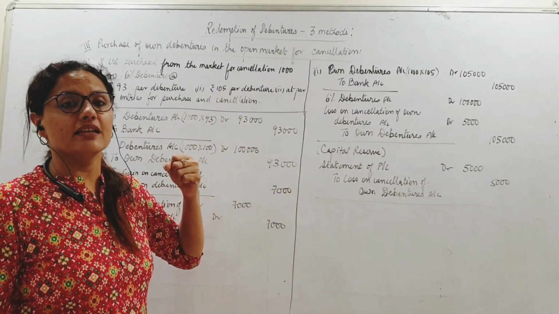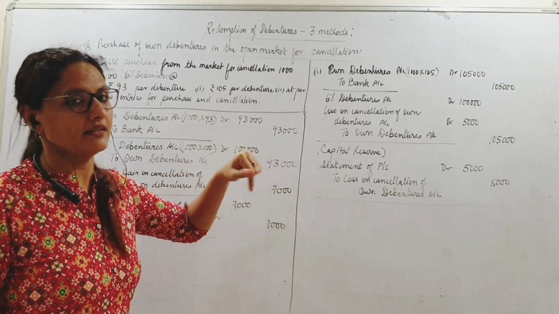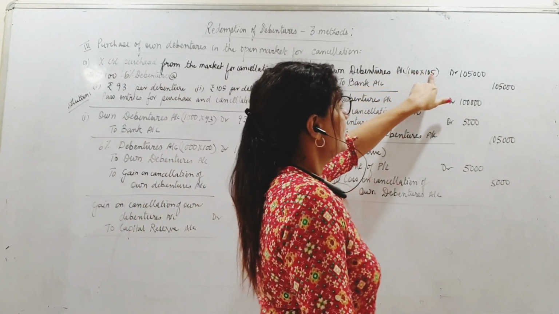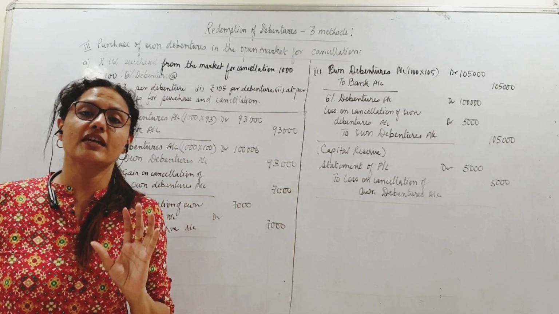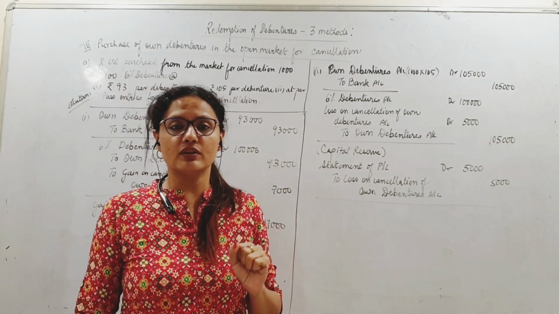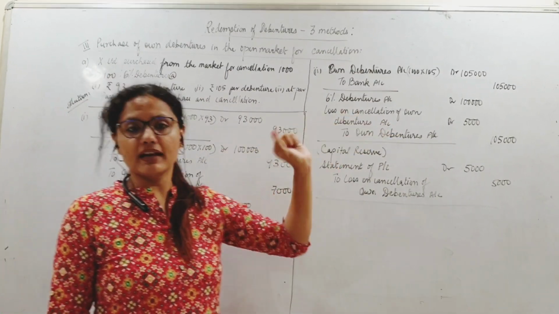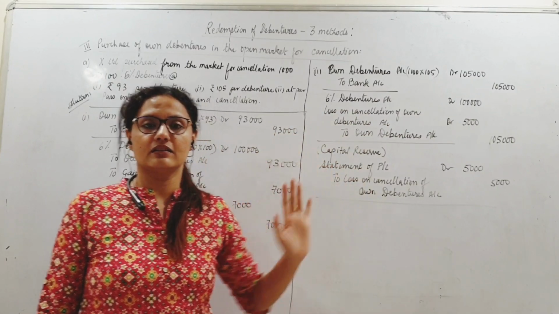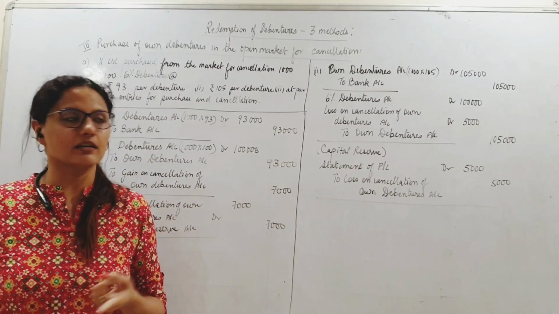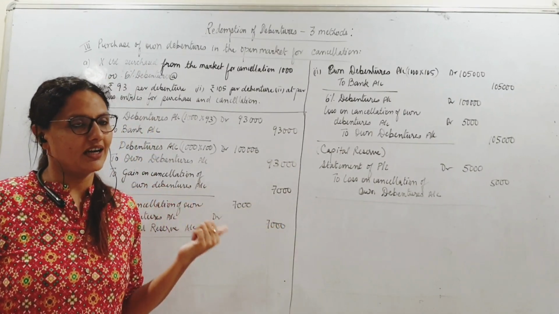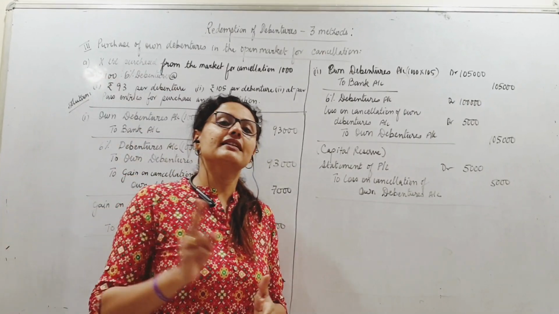So my purchase price is 105. Sorry, 105 into 1,000. 1,05,000 is my purchase price of debentures. So I debit that to own debentures and credit that to bank. So I have purchased the debentures. So the entry is the same again: own debentures to bank. The amount has changed, 105 into 1,000. Now we will cancel.